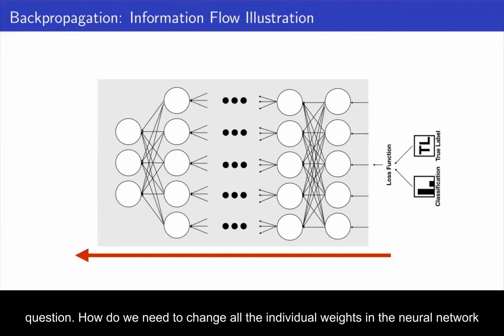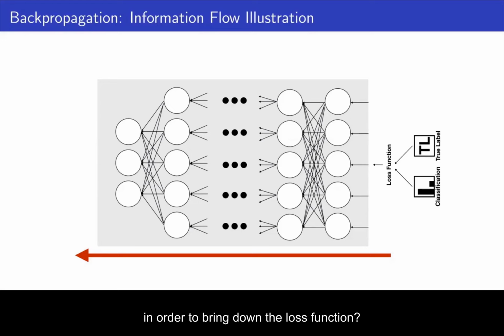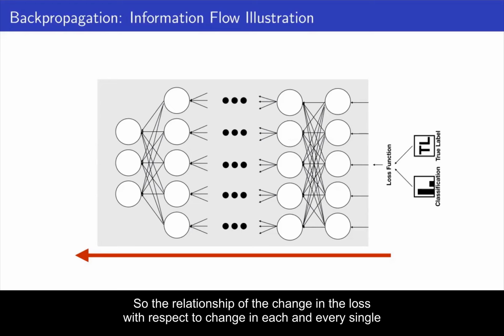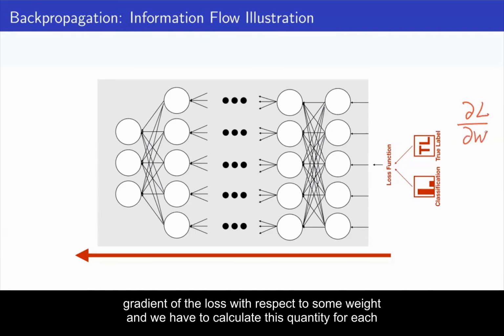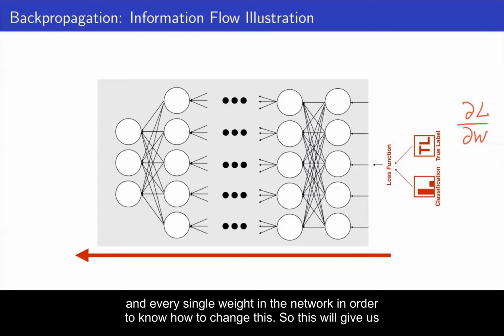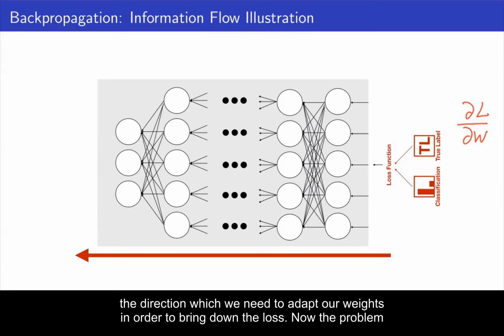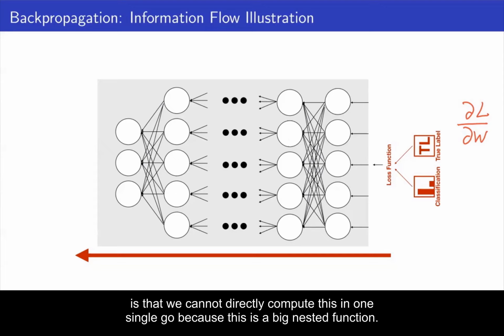Now in the backward pass, we're interested in the following question. How do we need to change all the individual weights in a neural network in order to bring down the loss function? The relationship of the change in the loss with respect to change in each and every single individual weight is captured by the gradient of our loss L with respect to weight W. We have to calculate this quantity for each and every single weight in the network in order to know how to change it.